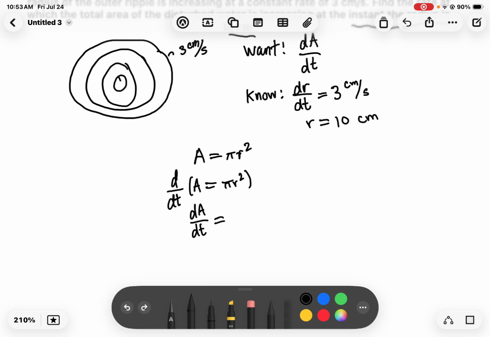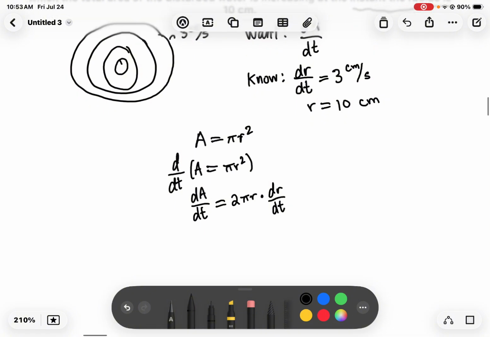First, remember, you have to use the chain rule. So first you have to differentiate with respect to r. The derivative of this with respect to r is simply 2 pi r, and then we multiply by the derivative of r with respect to time, so times dr/dt. Okay, and now we can plug in everything that we know. So dA/dt, that's what we're trying to solve for, so leave that alone for now, is equal to 2 pi, and then r we know is 10 centimeters, and then times dr/dt, which we know is 3 centimeters per second.